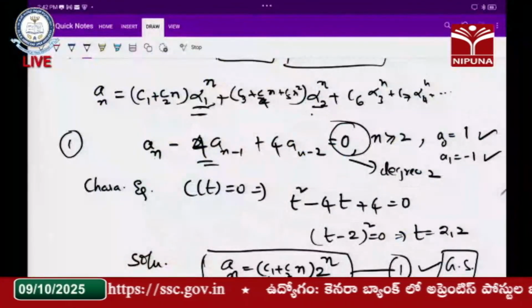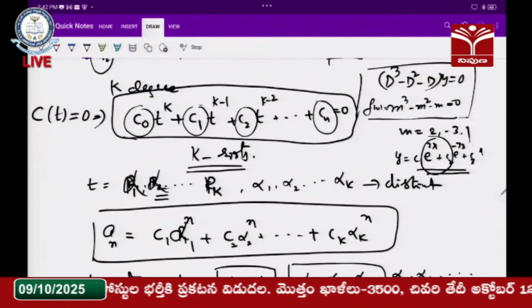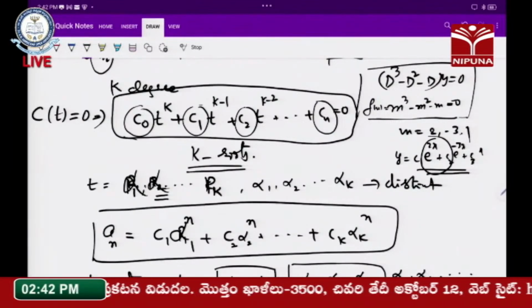Yes, this solution is correct. This is the way of solving a homogeneous recurrence relation, only by using the method of characteristic roots. And what are the conditions? This is applicable only for constant coefficient linear recurrence relations. The word linear stands for what?